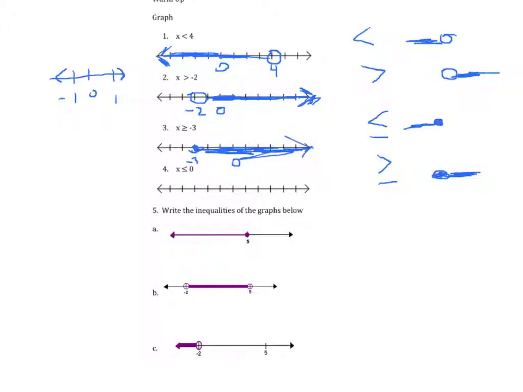Then you have the next one, x is less than or equal to 0. The equal sign tells me that it includes 0, so closed circle, and the direction of the arrow is less than, all solutions less than or equal to is going to include that.